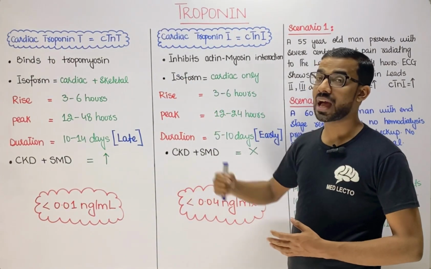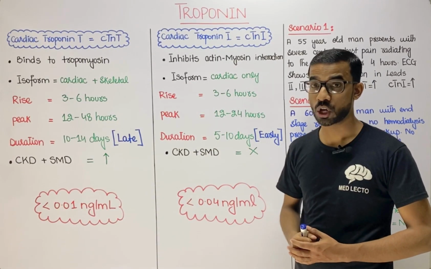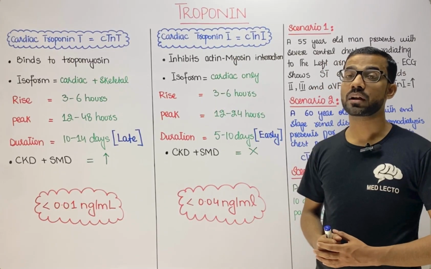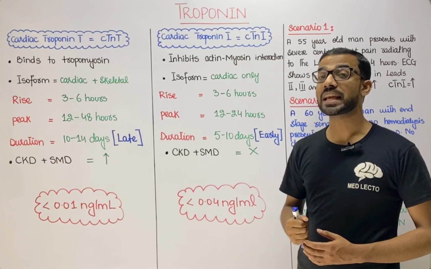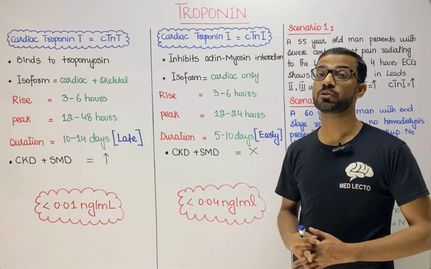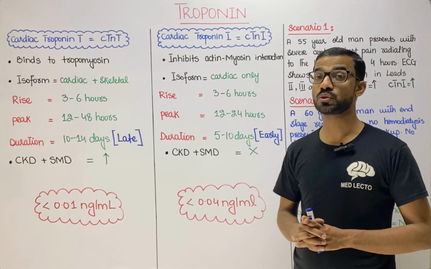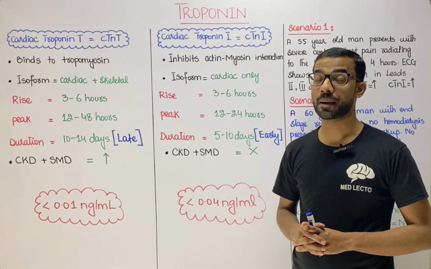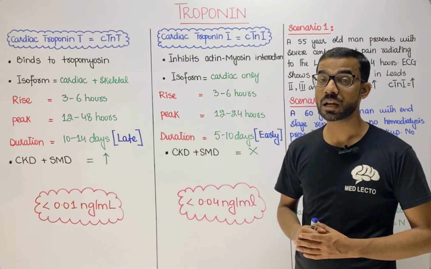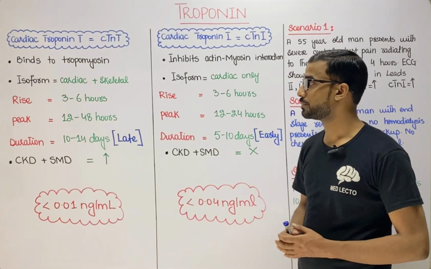Troponin T has different isoforms that can be present in the cardiac muscles and the skeletal muscles, while troponin I is specifically related to the cardiac muscle. So troponin I is more specific to the cardiac muscles as compared to troponin T. Both can be used for the diagnosis of MI, myocardial infarction, but troponin I is the more specific one, because troponin T can also be increased in other scenarios.